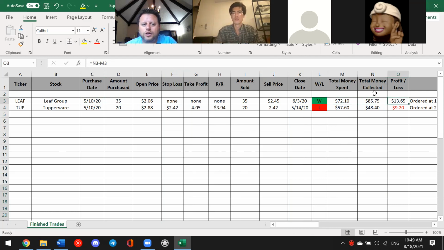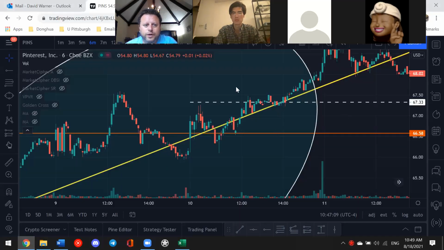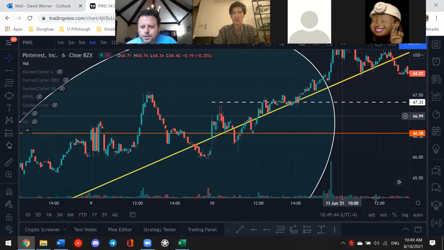And then for profit and loss, it's very simple. If you look at the equation here, it's this minus this. Now there's more things. Sorry? What's R/R? Risk and return. So if we're doing, let's get rid of this. This is terrible.